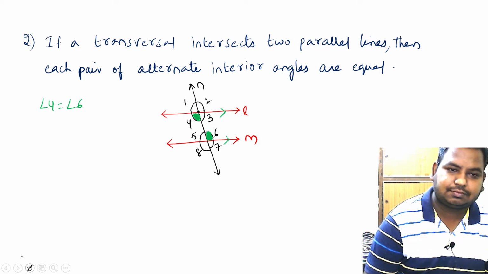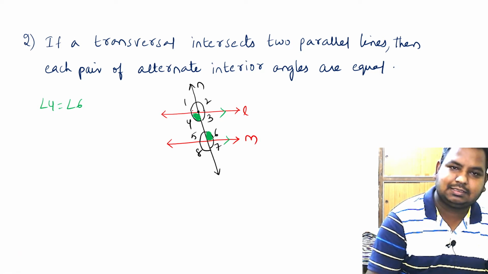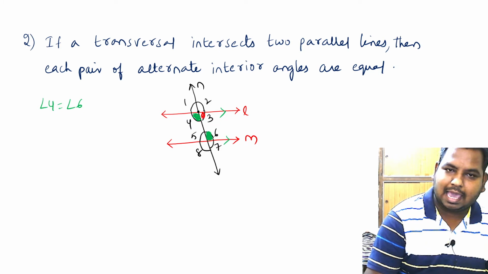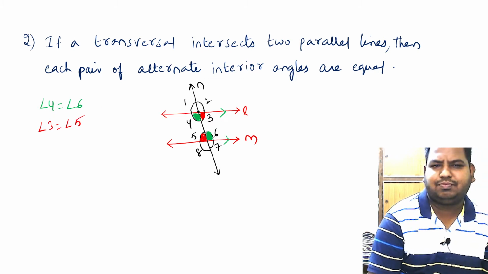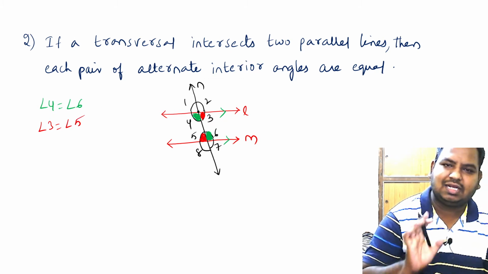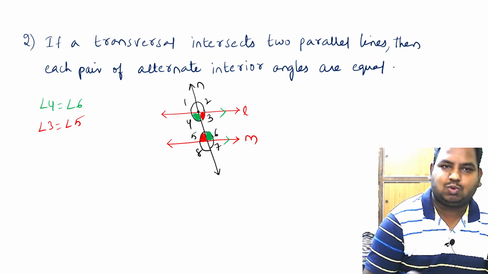Next, can I know the next pair? Next pair is angle 3. Angle 3 is equal to angle 5. Okay. So what we have learned here: if the lines are parallel, then the alternate interior angles are equal.